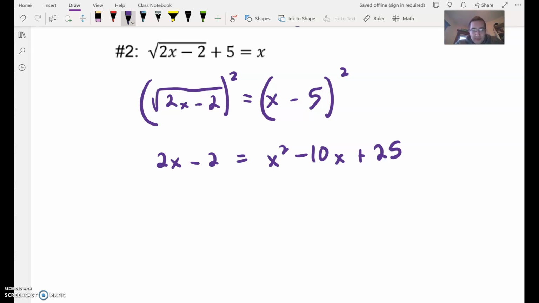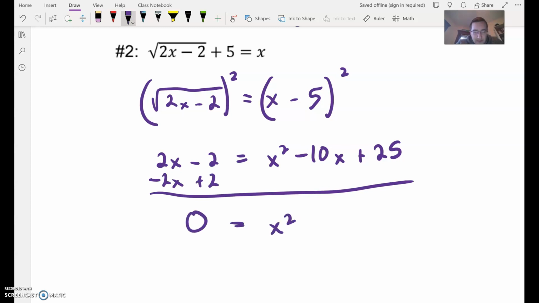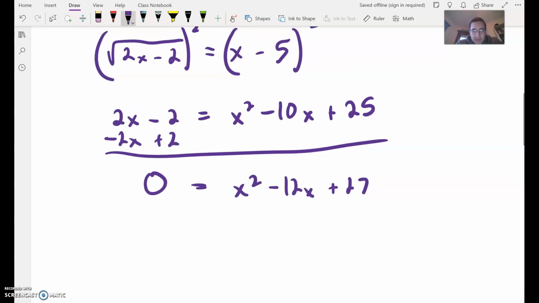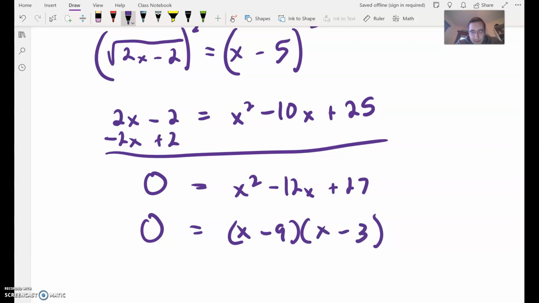I personally want to see if this is factorable first, so I'm going to subtract 2x and add 2. I'm going to set this equal to 0. I'll have x squared minus 2x minus... I had to move my 2x over, and then I have to add my 2. Okay, factors of 27: 9 and 3. Perfect. The fact that this is factorable is a great sign. If it wasn't, I'd probably go straight to the quadratic formula. But this is going to work out to be x minus 9 and x minus 3.